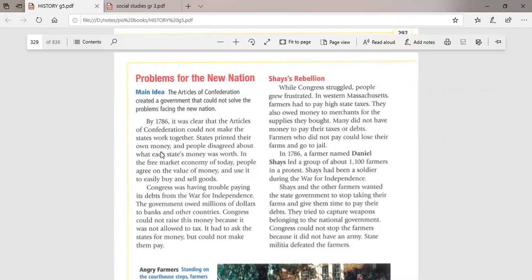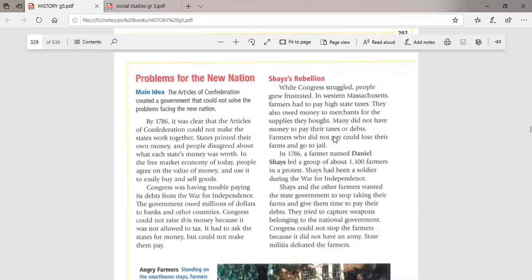So each state put a different money value, and this is a big problem. So this is the first problem that the Americans faced. The second problem is that the Congress couldn't collect taxes from people. So America wanted to pay the debts after the war, but the Congress couldn't collect taxes from the Americans. So how could they pay the debts? This is the second problem the Americans faced because of the Articles of Confederation.